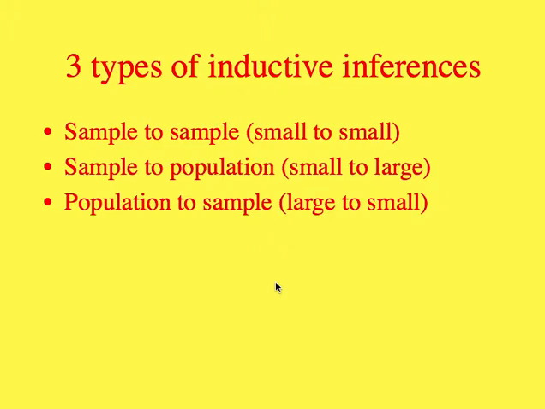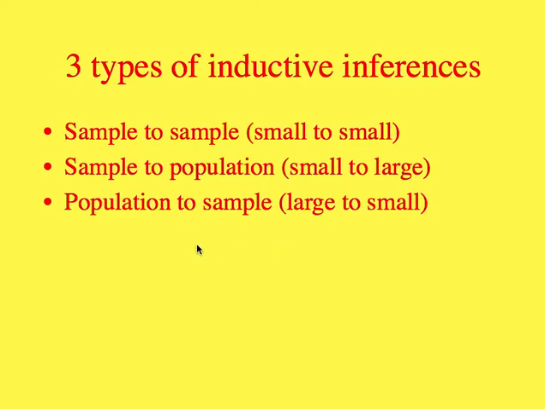So given that we're trying to refine our common sense, there are three general types of inductive inferences. This you have to know. This is the key idea coming out of this lecture. Sample to sample, sample to population, population to sample. It's basically small thing to small thing, small to large, large to small.